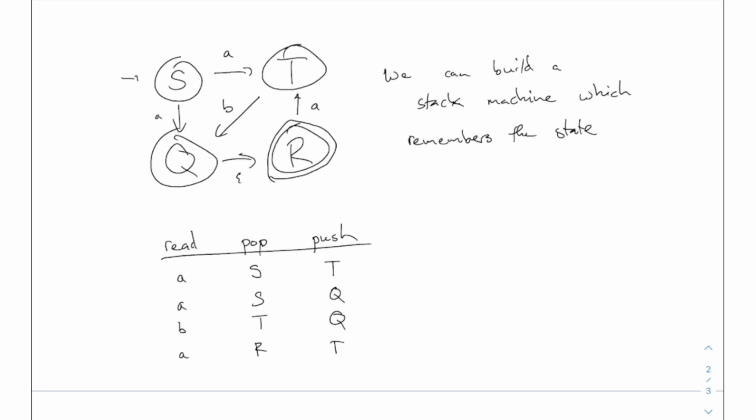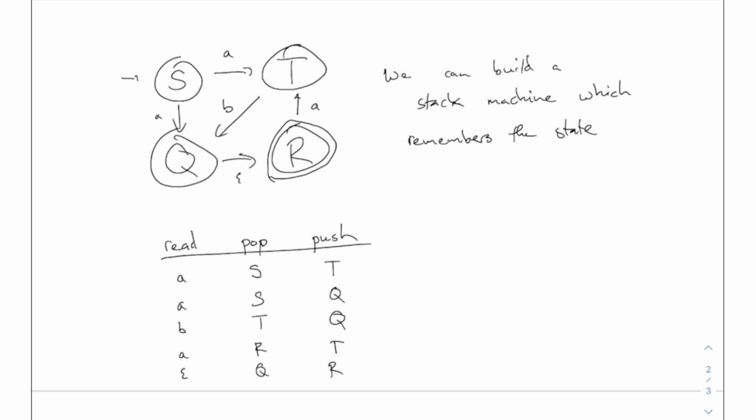And then the epsilon line. You don't get too fancy about this. It just translates in the same way. If I'm in state Q, I can go to R without reading anything. That's a read epsilon, pop Q, push R. Right? This is how we convert an NFA to a stack machine.